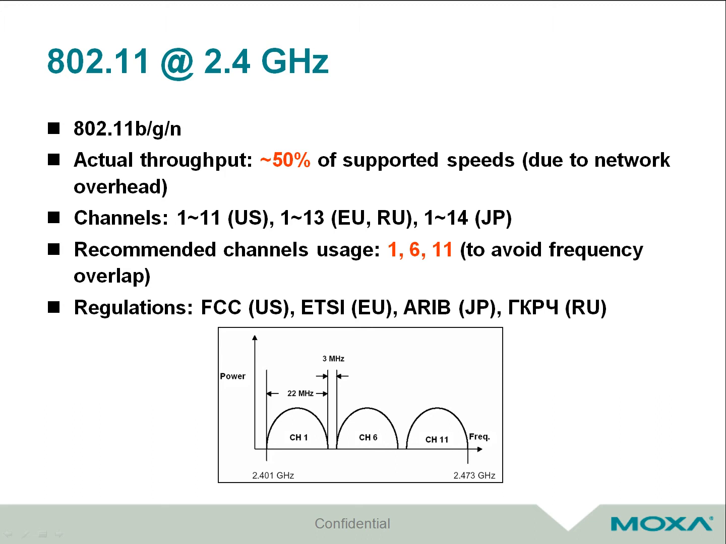It is important to keep in mind that channels from the 2.4 GHz range overlap. To reduce interference, it is recommended to choose non-overlapping channels in the same area. For example, 1, 6, and 11.